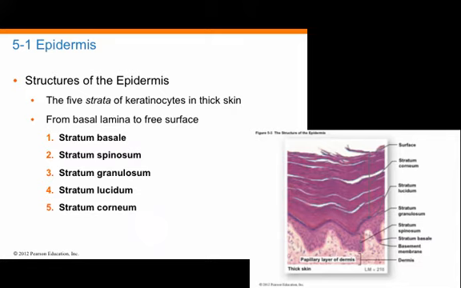The layers of skin are called strata. The 5 strata of keratinocytes that are found in thick skin, from the basement membrane to the free surface of the skin, are stratum basale, stratum spinosum, stratum granulosum, stratum lucidum, stratum corneum. All these strata are found also in thin skin, except for stratum lucidum, which is only found in thick skin.